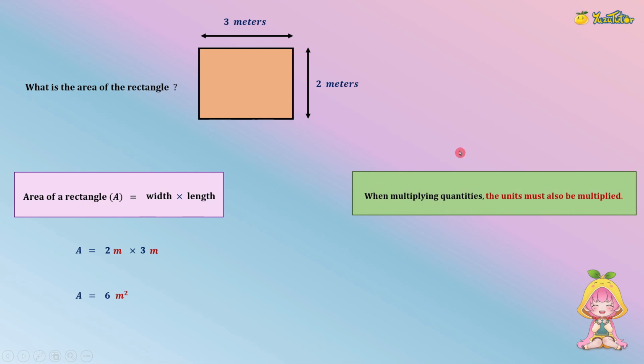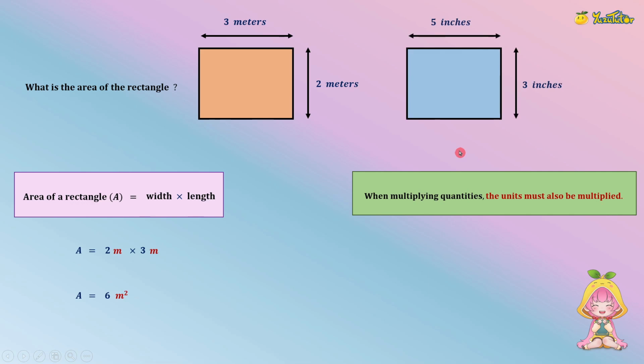Okay? Next, let's find the area of this blue rectangle. The area A equals 3 times 5, which equals 15, right? What is the unit of this one? The unit is square inches. Why? Because this time we use inches. So inch times inch equals square inches.